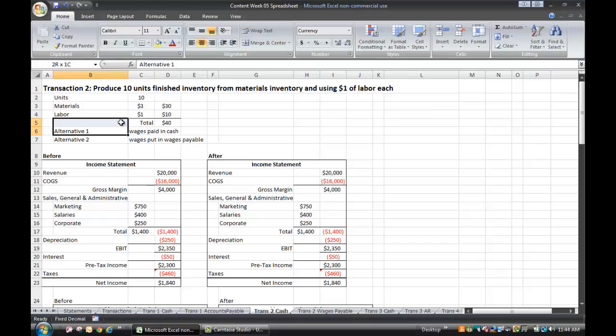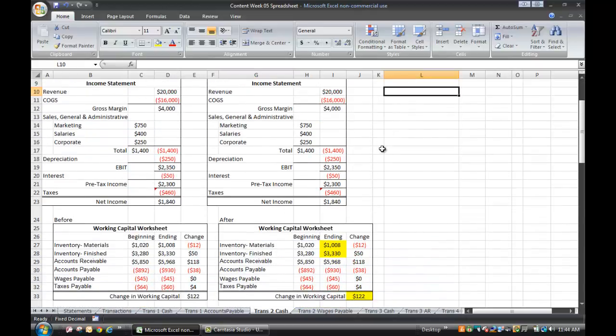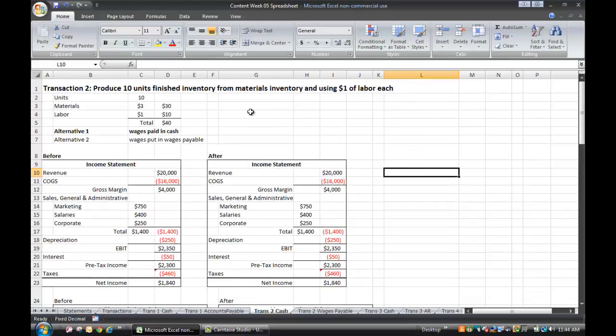Do two alternatives. The first one we're going to do is pay the labor, the wages, in cash. Maybe like contract labor, they work for the day and you pay them immediately. Like the previous transaction, this one does not involve sales, so it does not affect the income statement. It does affect the working capital worksheet.